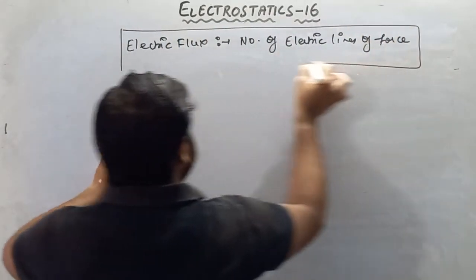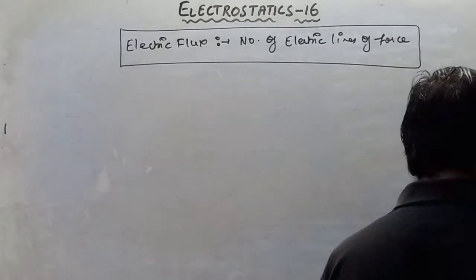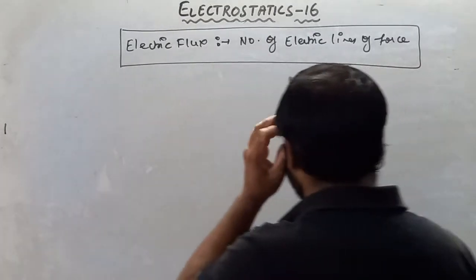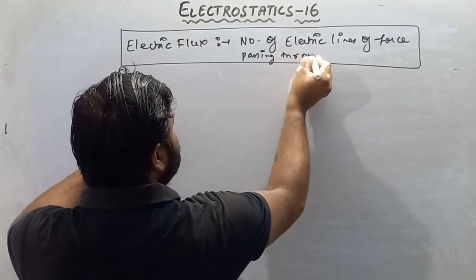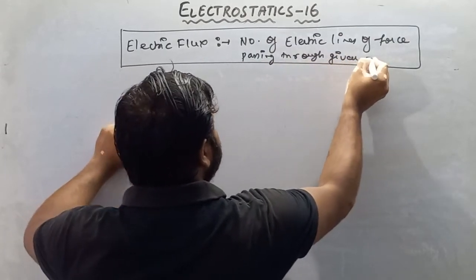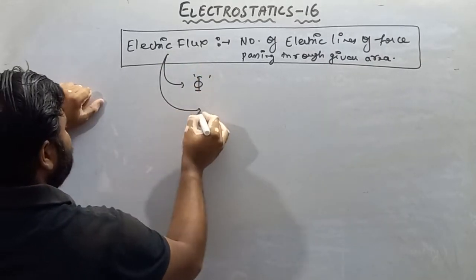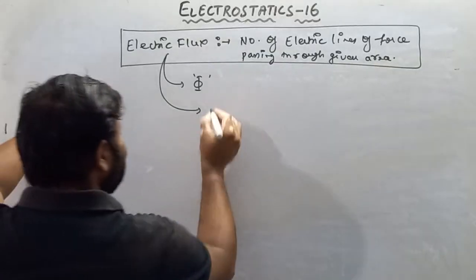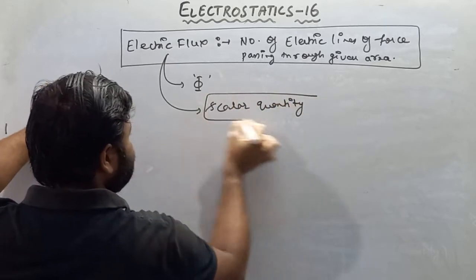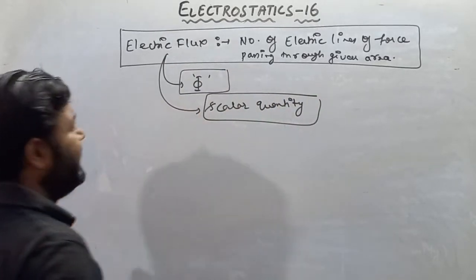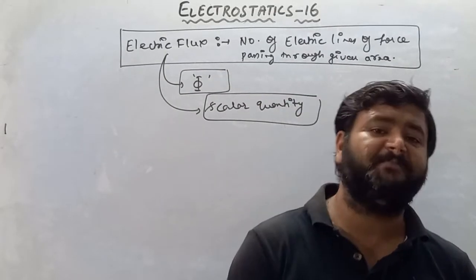I'll write here: electric flux is basically nothing but the number of electric lines of force passing through a given area. So if electric flux is a number, then we know that a number is basically a scalar quantity. So electric flux is nothing but a scalar quantity. I hope you all are understanding this. Electric flux is nothing but the number of electric lines of force passing from any given area.